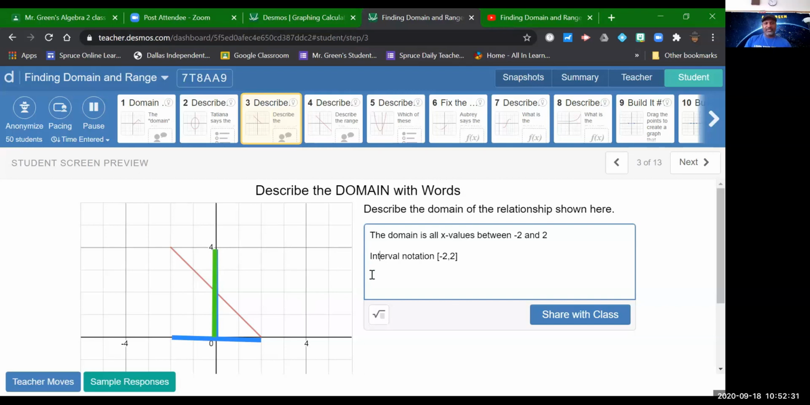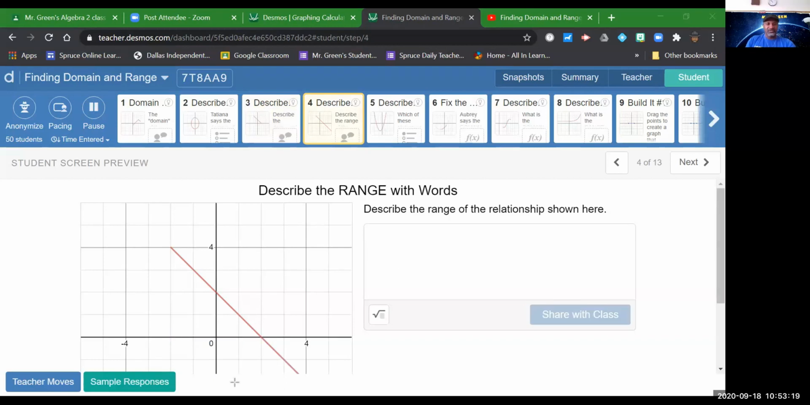So what about the range? No, all we're talking about is the domain now, not the range. So I'm actually going to get rid of this part. So the domain is all values between -2 and 2. In interval notation, it looks like that. So the range is, that's the range of the line. Pretend that went all the way to 0.